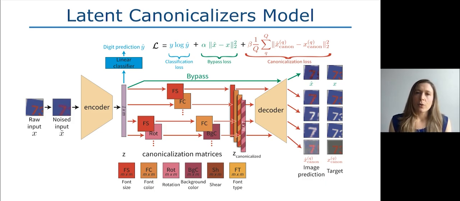So altogether, we're going to have a learning objective that asks us to learn a representation that is discriminative according to, in this case, digit prediction, but more generally according to some downstream task, while at the same time being able to be manipulated through learned transformations, which are composable, in order to canonicalize across different factors of variation. And these are supervised through image space losses.